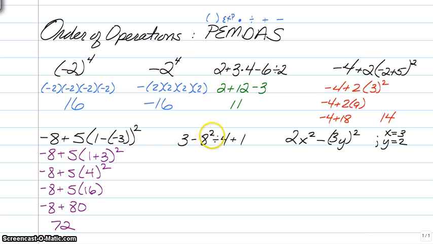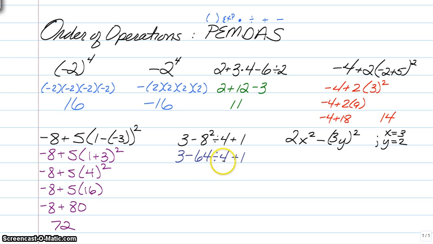First thing we're going to find in this one is an exponent. So we have 8 squared. So remember, this negative is not in parentheses. So this is going to be 3 minus 64 divided by 4 plus 1.